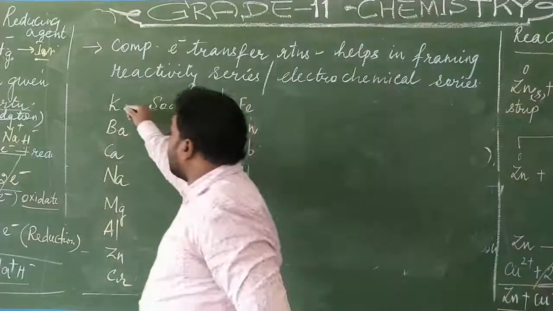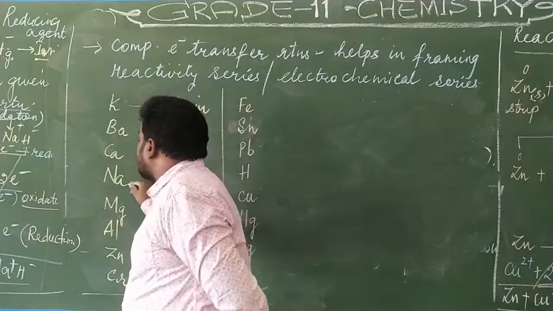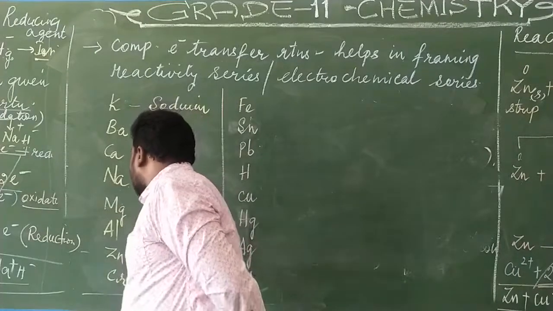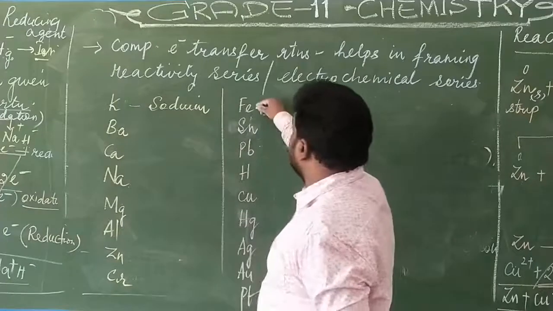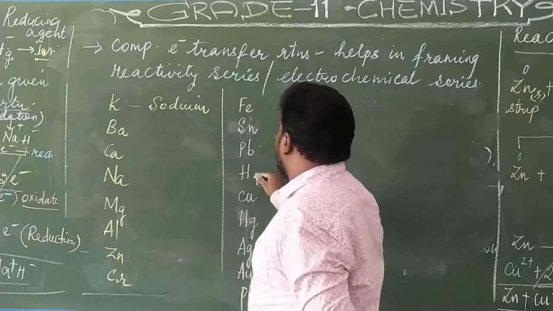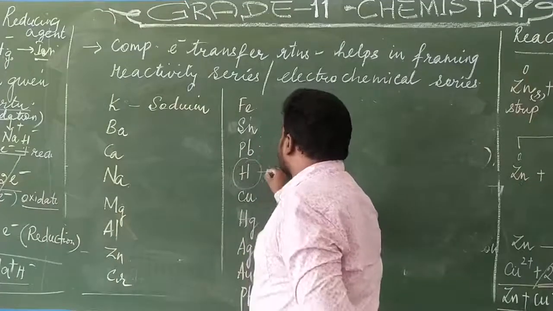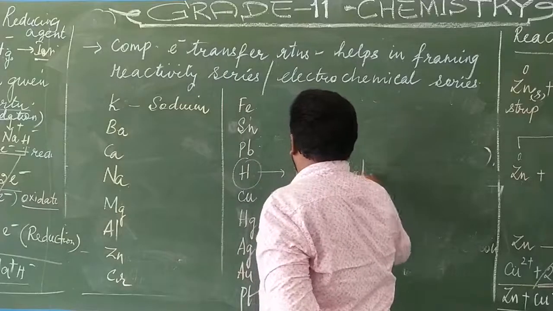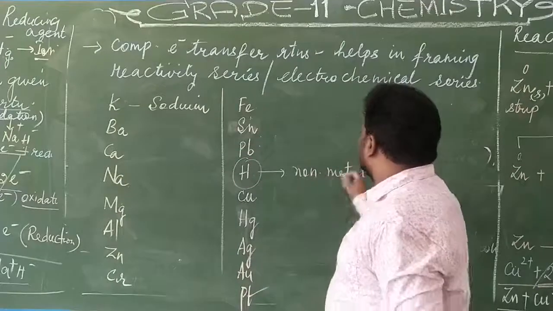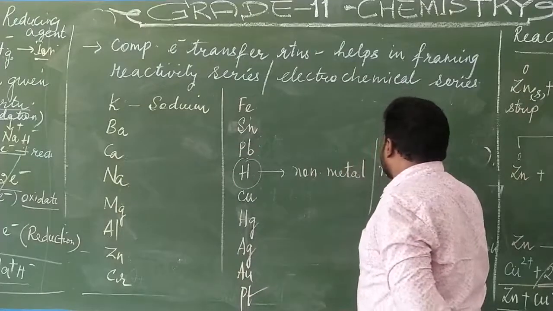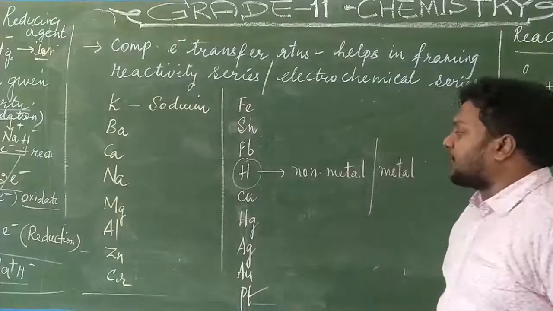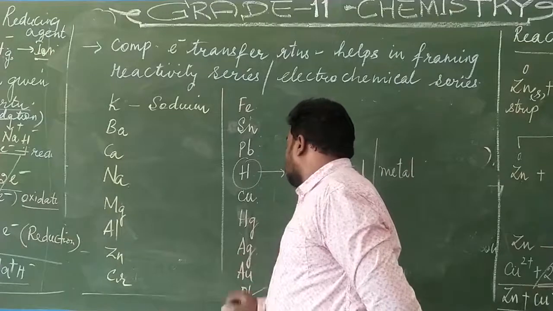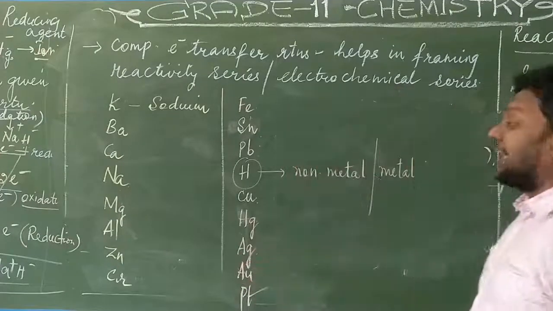So the reactivity series shall get sodium, potassium, barium, calcium, magnesium, aluminium, zinc, chromium. Then here iron, tin, lead, hydrogen. See, hydrogen is the only non-metal in the series, in the metallic series. So sometimes it acts as a metal as well as a non-metal. So that is why in the periodic table we can separate it, to be noted. Then what we have? Copper, mercury, then silver, gold, and then platinum.